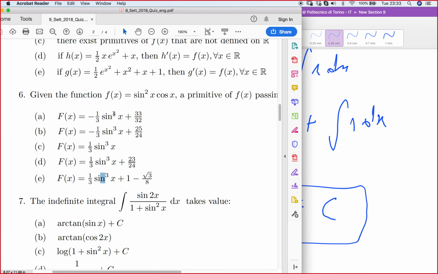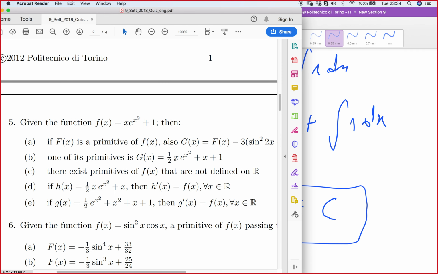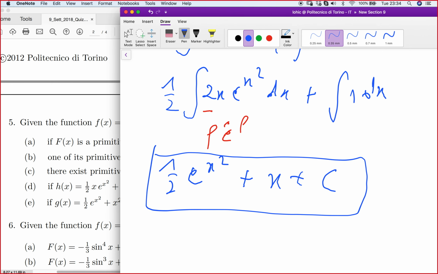But the guy is telling me here that the primitive should have x here, which is false. Look at what he said, it's false. There exists a primitive of f of x that is not defined on R. When you look at all these possible primitives, the domain of all these f is R. Yes or not? The domain is R. There are no conditions. There is nothing to exclude.